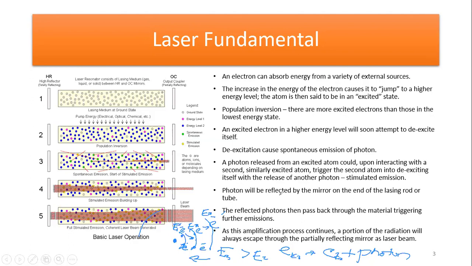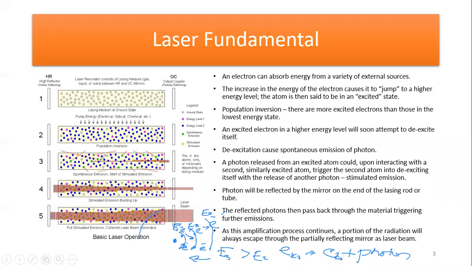So the photon will be reflected by the mirror at the end of the lasing rod or tube. Once you release the energy, the light will move in many directions. But the light that is moving in the horizontal direction, going to this mirror or that mirror, will be reflected.